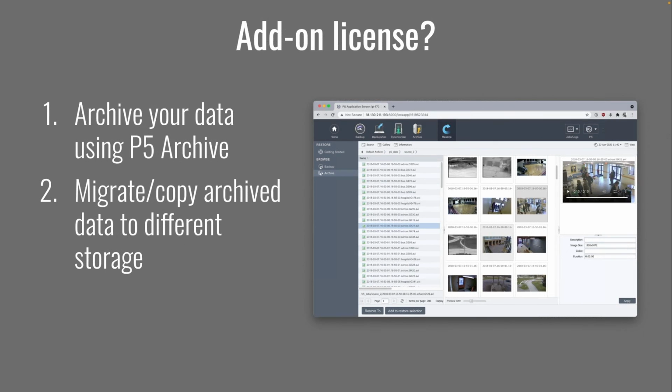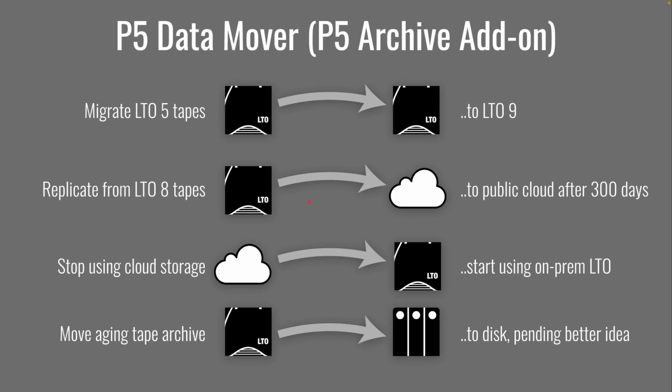So what do we mean by add-on license? We simply mean that you already have a P5 archive workflow in place, and then you can add this functionality to your archive to give you this flexibility of choosing different storage locations going forwards and moving data that you already archived. Some possible use cases that we think are valuable for people.